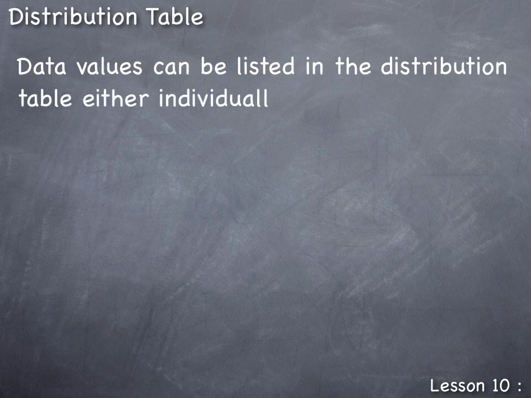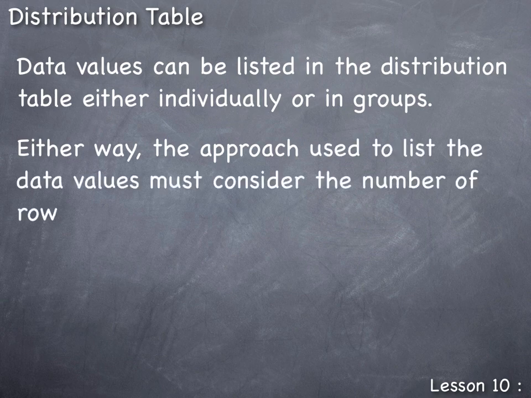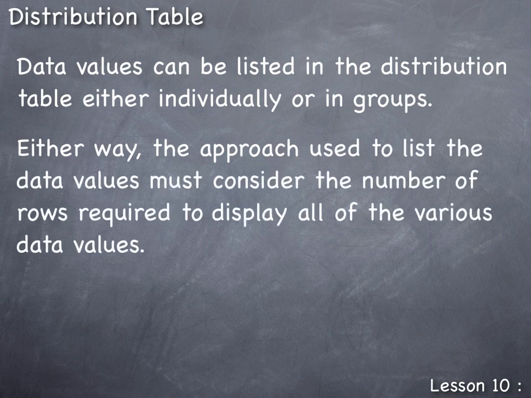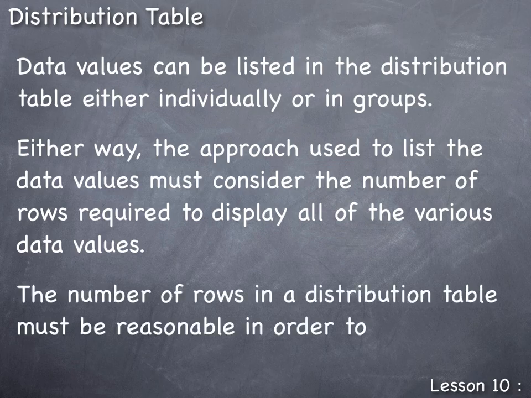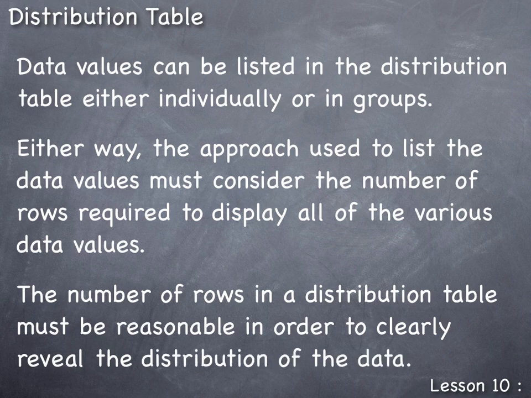Data values can be listed in the distribution table either individually or in groups. Either way, the approach used to list the data values must consider the number of rows required to display all of the various data values. The number of rows in a distribution table must be reasonable in order to clearly reveal the distribution of the data.